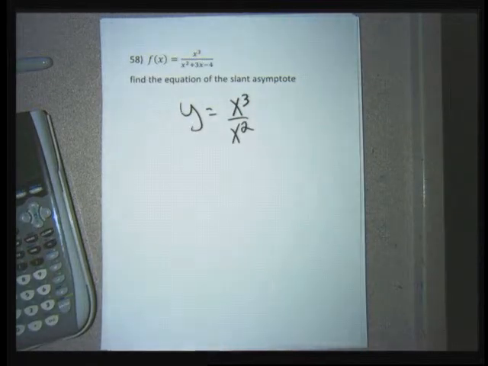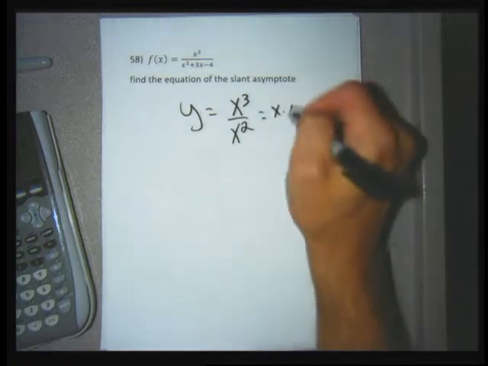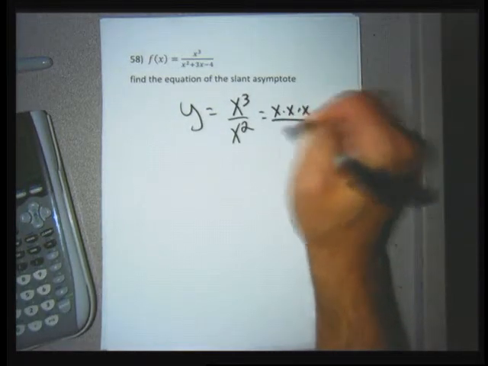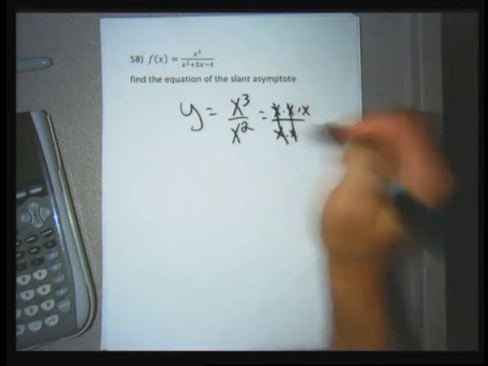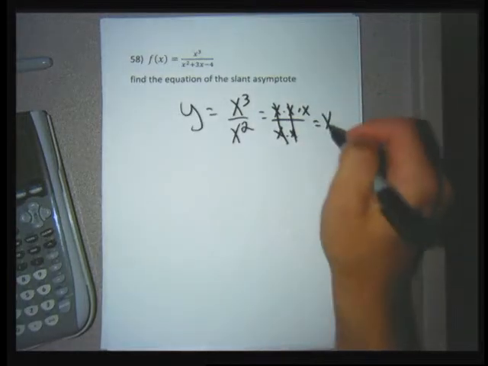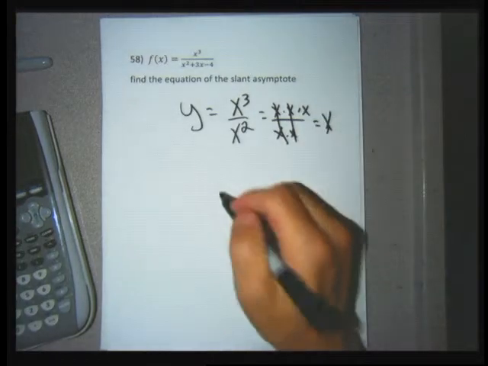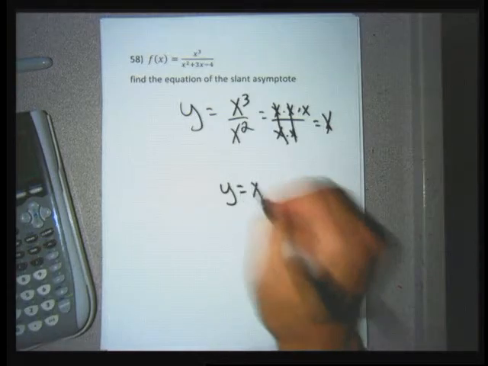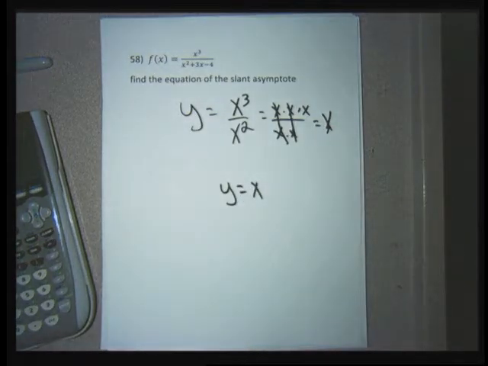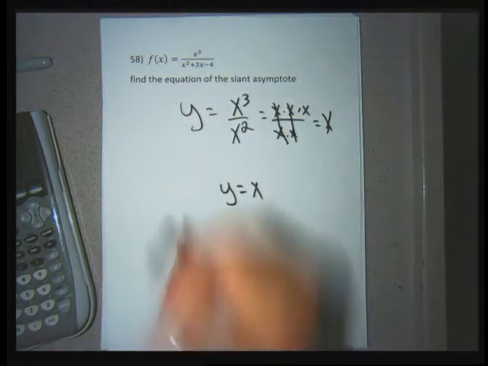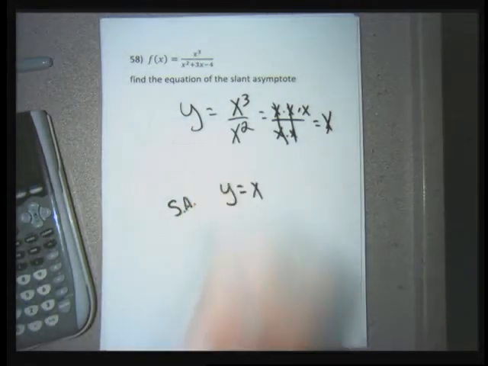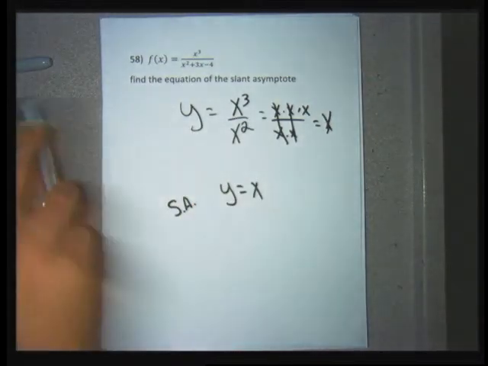This is an easy one, 58. X cubed over x squared is 3 x's over 2 x's. Cancel, cancel. I'm left with no fraction. If the x was in the denominator, I'd say it's y equal to 0, or the x-axis. Here, the x is left in the numerator. The slant asymptote is going to be y equal to x. Let me just graph this.